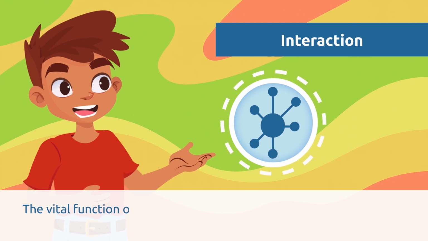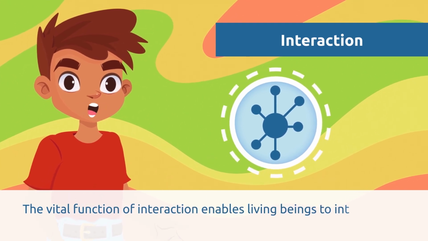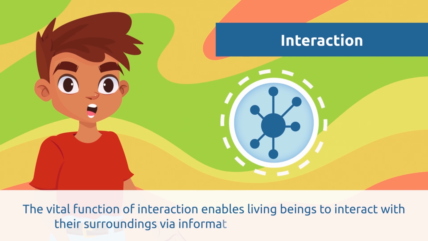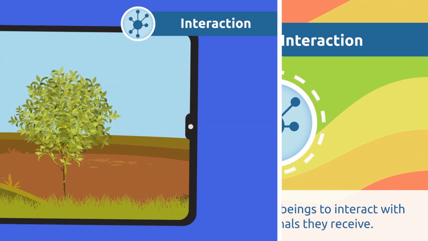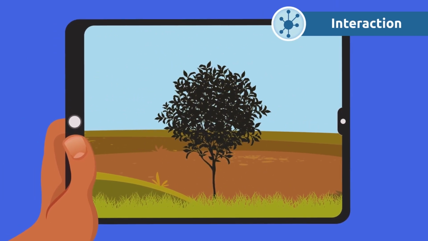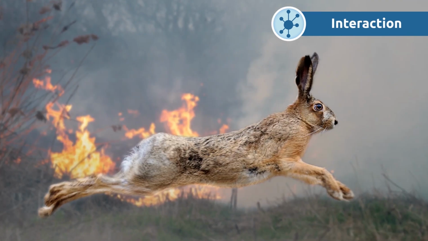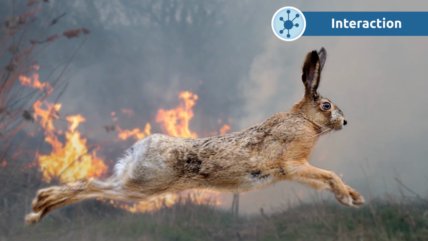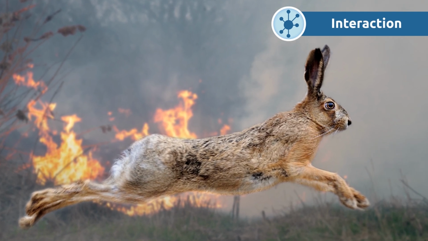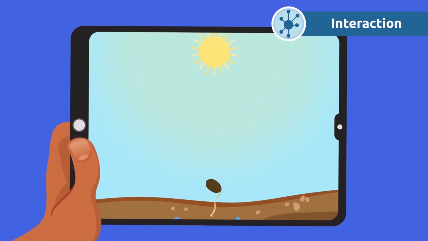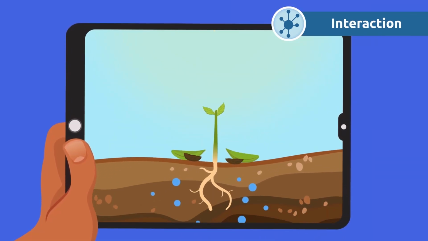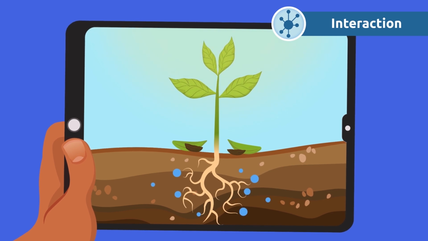The vital function of interaction enables living beings to interact with their surroundings via information or signals they receive. This way, they can respond, act, or react depending on the situation. Fleeing from danger like fire is an example of how animals interact with their surroundings. Human beings interact with one another as well. For example, when someone smiles at us, we usually smile back. Or plants, for example, that grow toward the sun and branch their roots toward water.